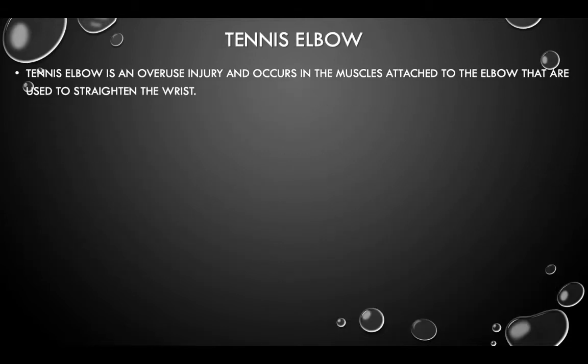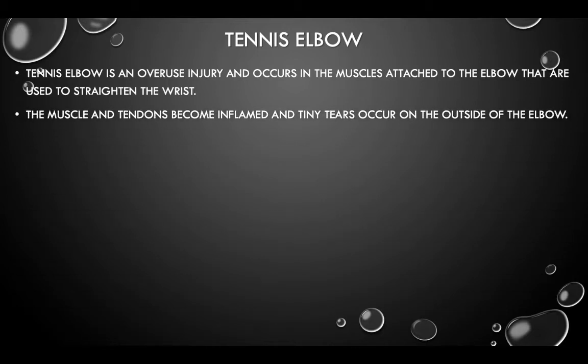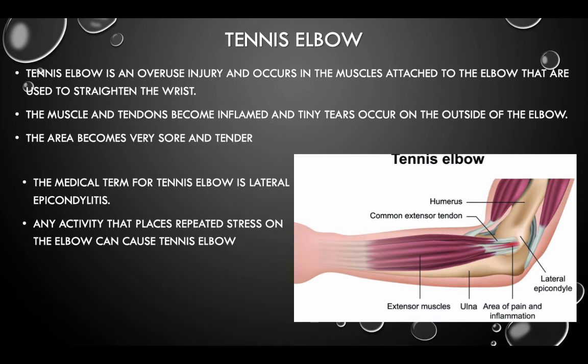Tennis elbow. Tennis elbow is an overuse injury and occurs in the muscles attached to the elbow that are used to straighten the wrist. The muscles and the tendons become inflamed and tiny tears occur on the outside of the elbow. The area becomes very sore and tender. The medical term for tennis elbow is lateral epicondylitis. Any activity that places repeated stress on the elbow can cause tennis elbow. It is often referred to as lateral epicondylitis because the end of the humerus is also called the lateral epicondyle. When the pain is on the inside of the elbow, this is referred to as golfer's elbow.